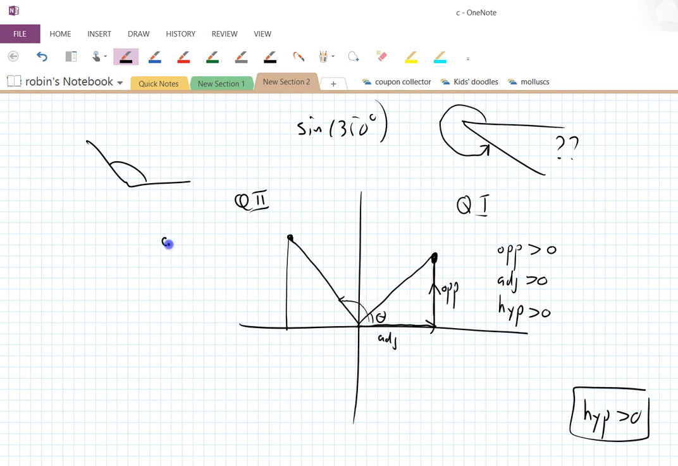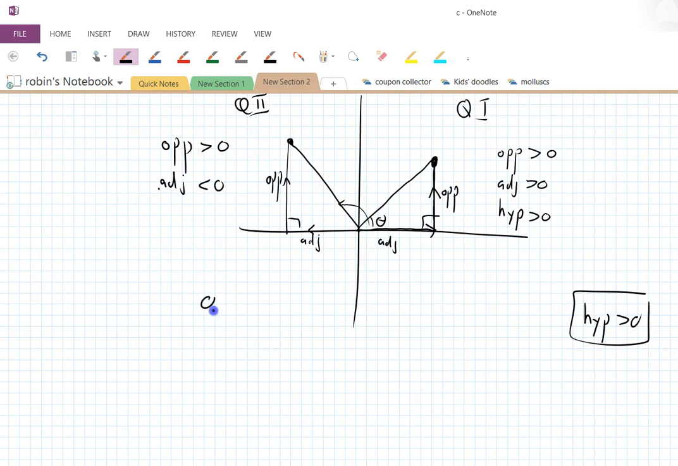That means that the opposite, which is this one here, is still positive, it's still greater than 0 because we're climbing up. But the adjacent is negative because we've gone in the negative direction. Here we went in the positive, that's a right angle. Here we went in the positive direction, and here we're going in a negative direction. So the adjacent is less than 0. So that's how to calculate that.